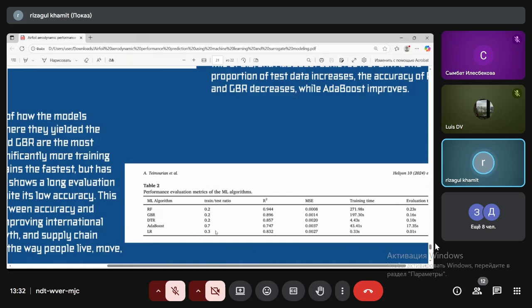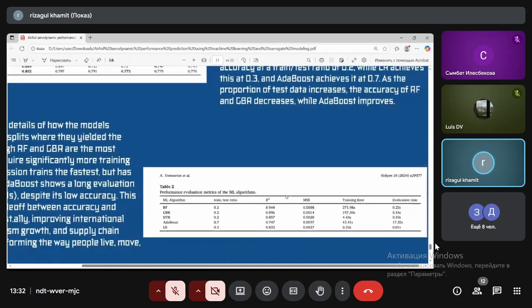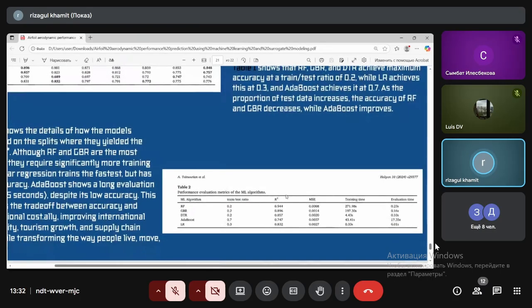Linear regression trains the fastest. It needs 0.33 seconds, and it's also the fastest of all for predictions. AdaBoost expects a long training time of 17.35 seconds, making it impractical for low accuracy. Decision tree regressor is a compromise, with moderate accuracy and very fast training.